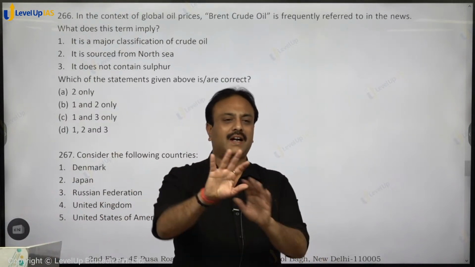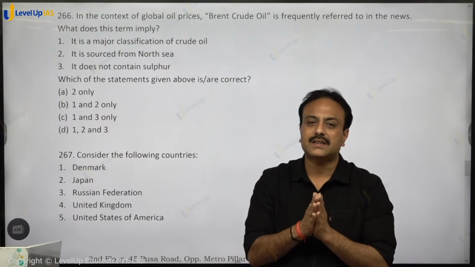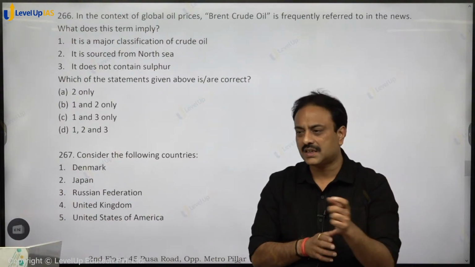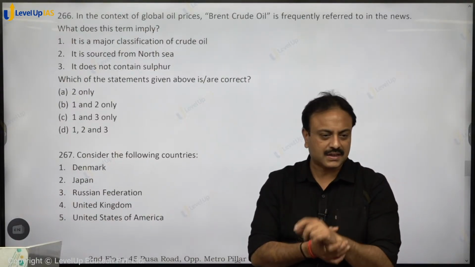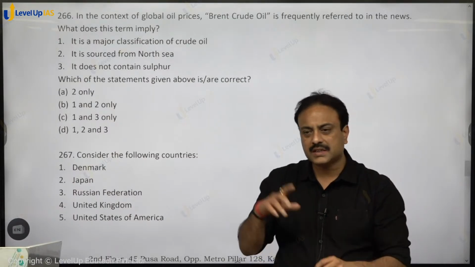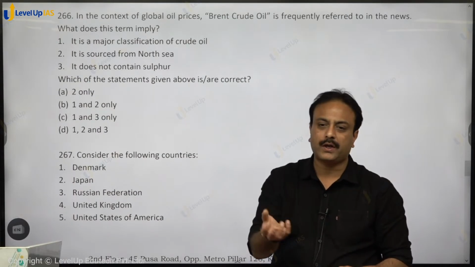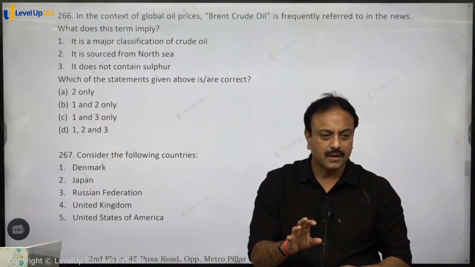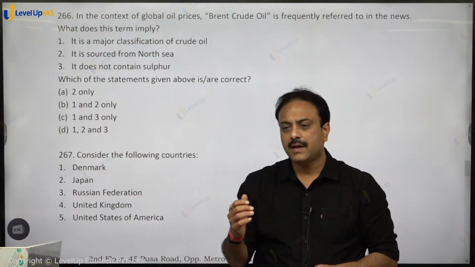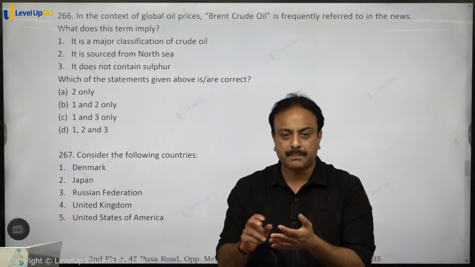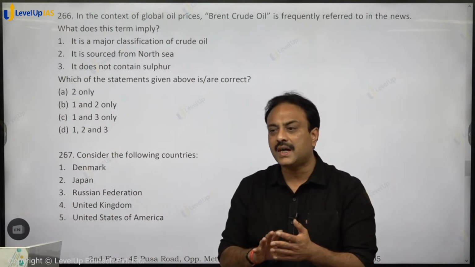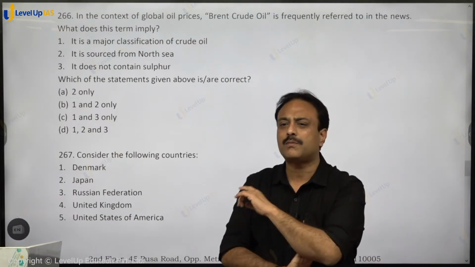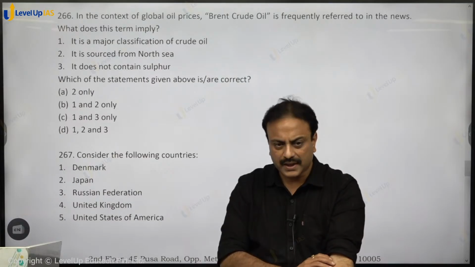Then there are two types of crude oil. One is called sweet, the other is called sour. If the content of sulfur is more, it is called sour. If the content of sulfur is less, it is called sweet. Brent is considered comparatively a sweet crude oil, not very sour, not very sweet, somewhat midway between them. Sulfur content is not very high. High sulfur content is considered as more than 0.5%. Less than 0.5% is considered low sulfur oil. Brent has almost 0.37% of sulfur, so it is sweet crude oil.